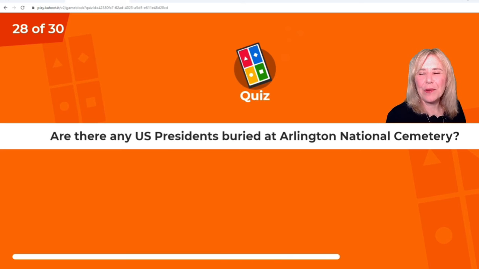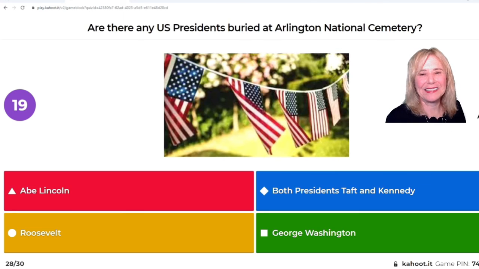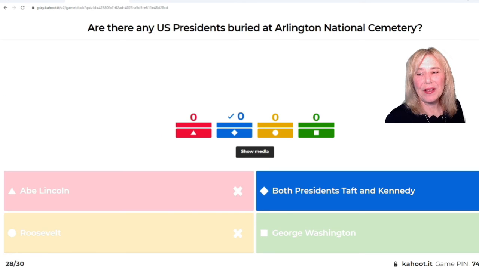Are there any U.S. presidents buried at Arlington National Cemetery? Is it Abe Lincoln, both Presidents Taft and Kennedy, Roosevelt, or George Washington? Presidents that are buried at Arlington National Cemetery. If you guessed Taft and Kennedy, you guessed the right answer.